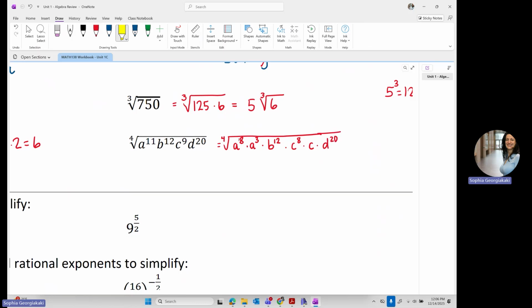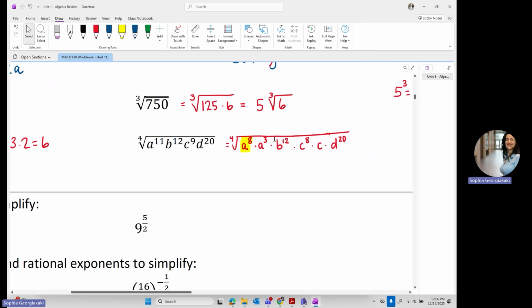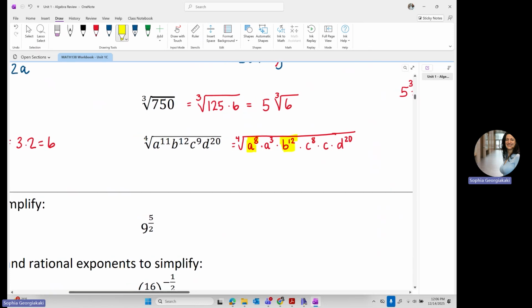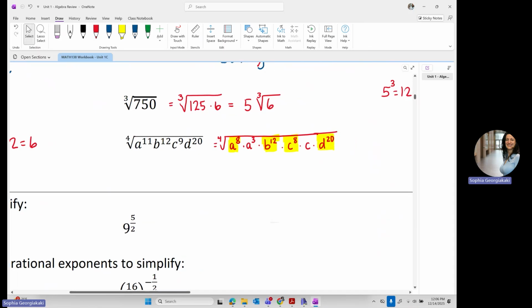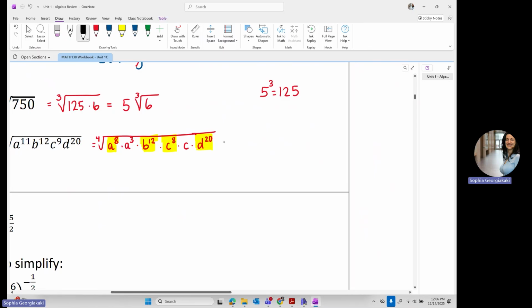Therefore, I can find the fourth root of a to the 8th, the fourth root of b to the 12th, the fourth root of c to the 8th, and the fourth root of d to the 20. These will come out of the root. So I will end up with a to the 8 divided by 4, which is 2, times b to the 12 divided by 4, which is 3, times c to the 8 divided by 4, which is 2, times d to the 20 divided by 4, which is 5. And what I was not able to simplify is the fourth root of a cubed c.